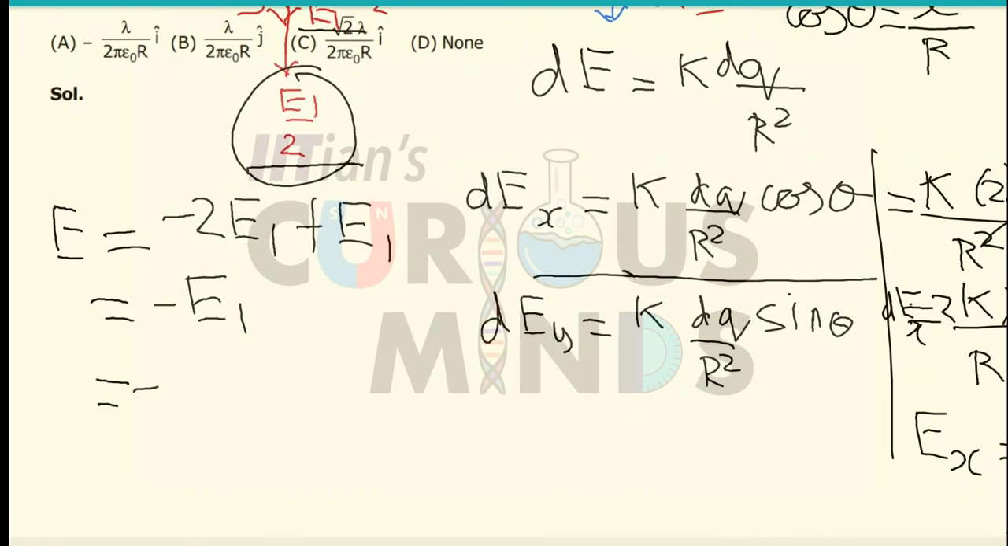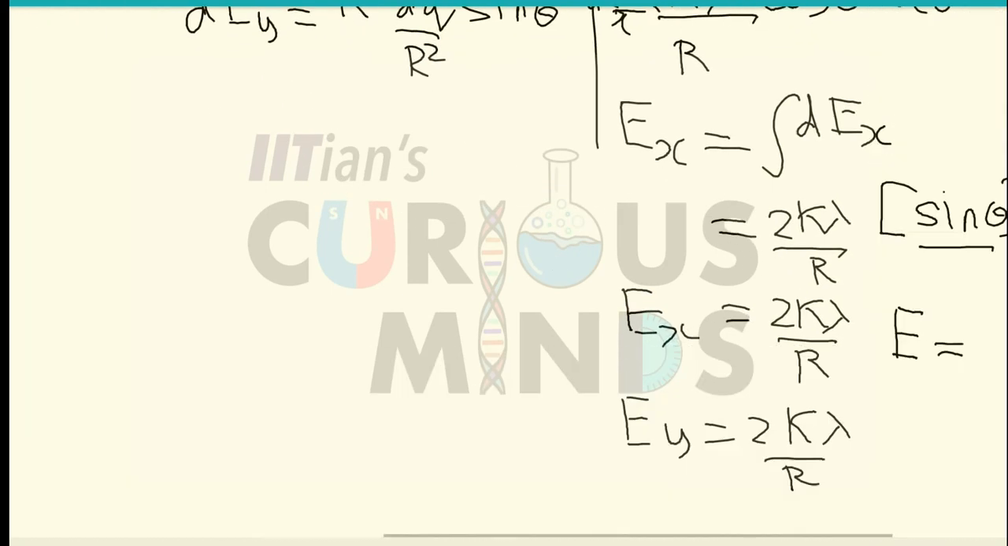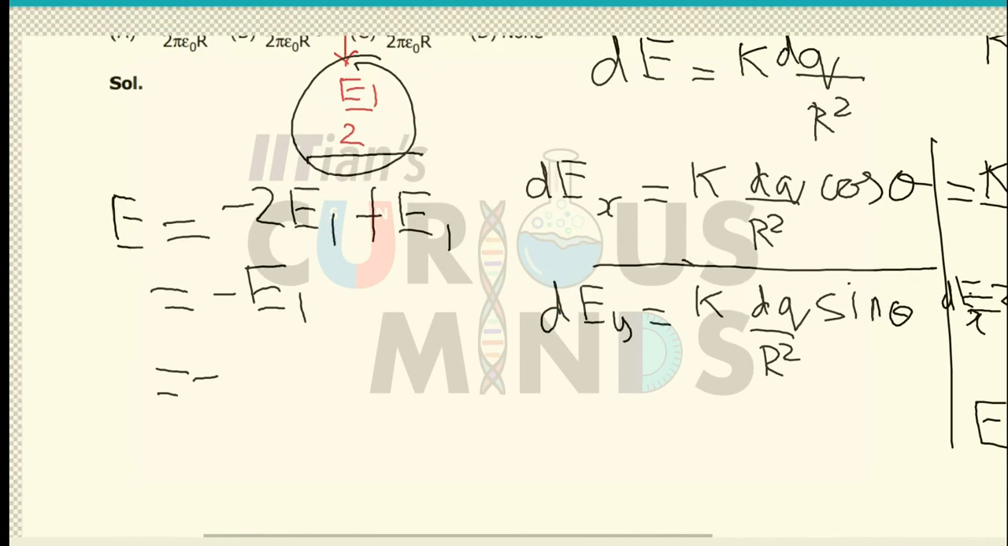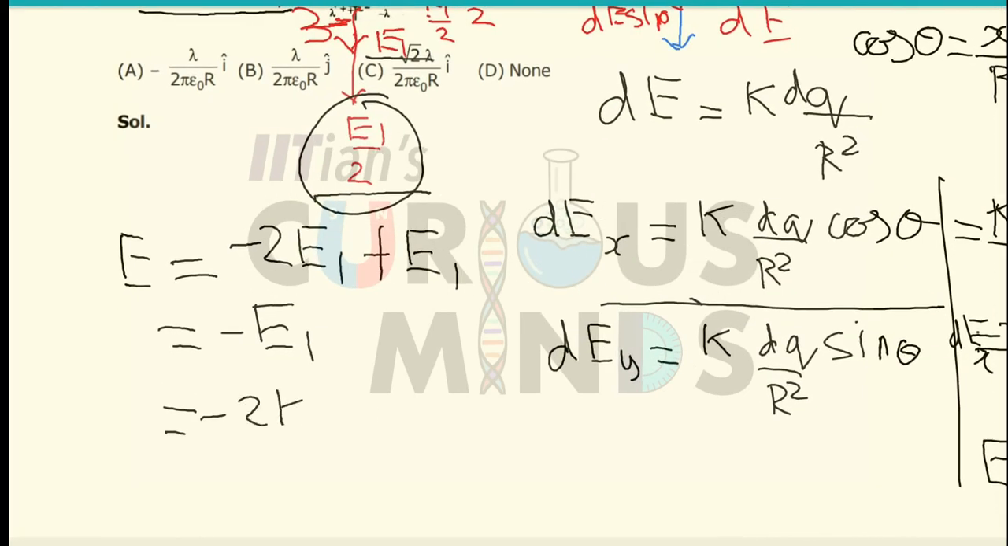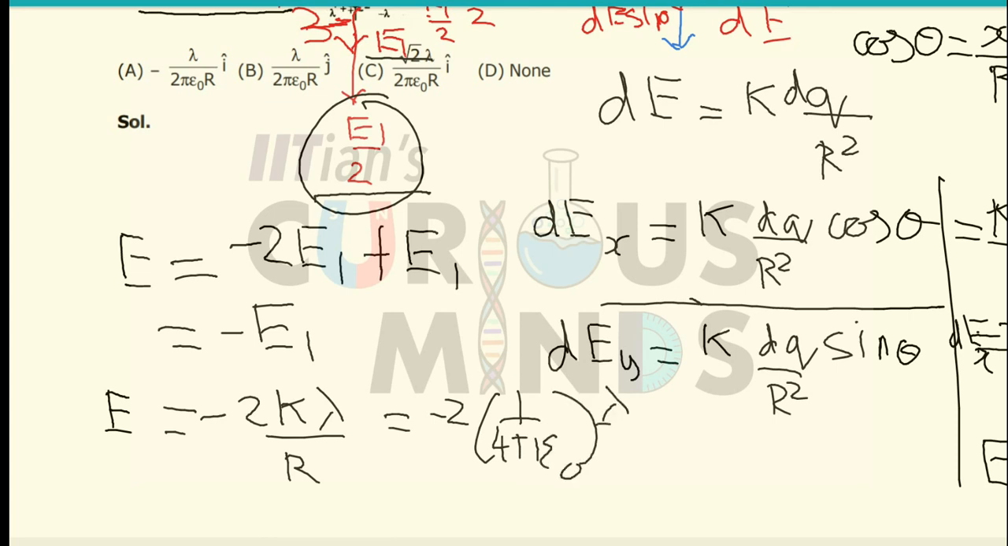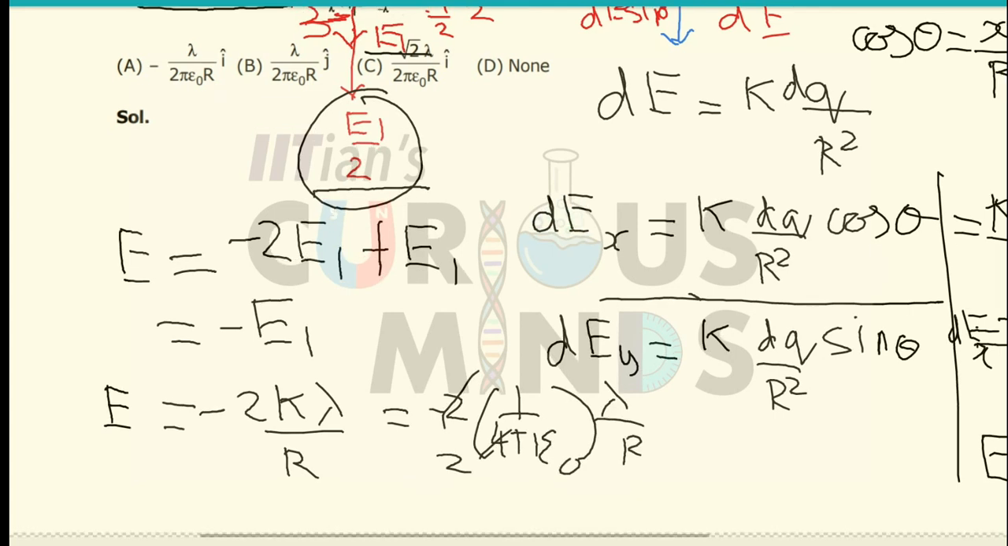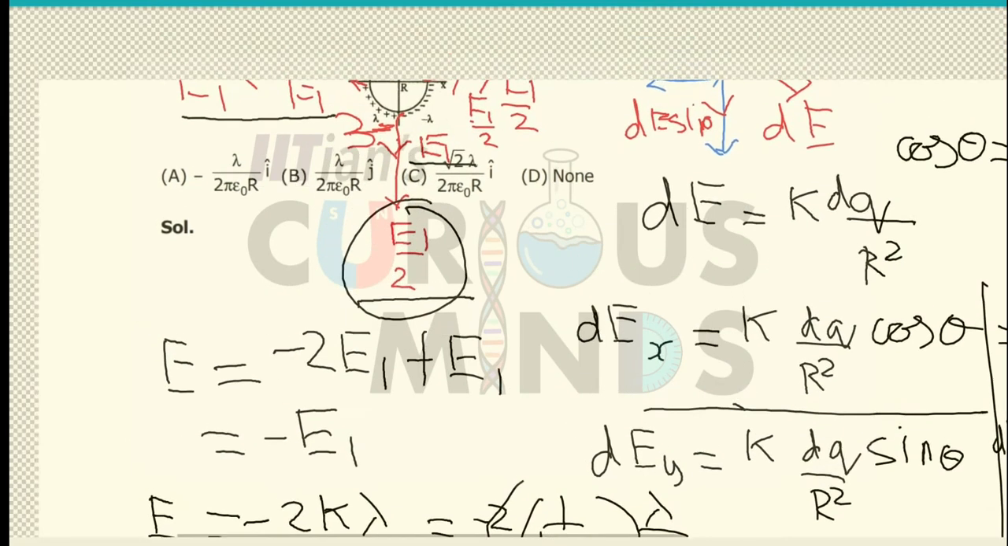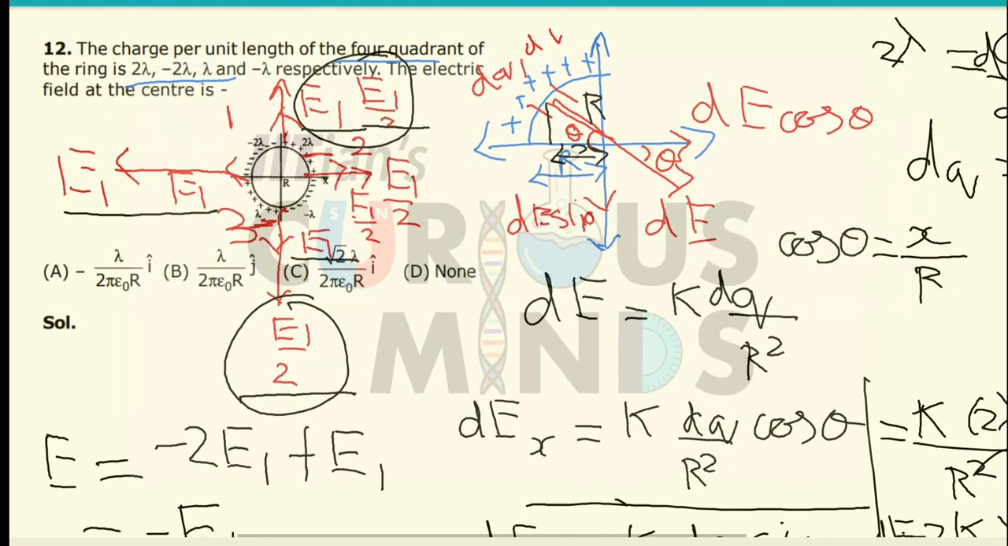Now E1 over here we have already calculated, it is equal to 2kλ divided by r. So let me substitute the value 2kλ divided by r in the negative x-axis, which is equal to negative 2 into 1 by 4 pi epsilon naught into λ divided by r. So it will be equal to minus λ divided by 2 pi epsilon naught into r, which, since it is in the negative x-axis, is option number A.